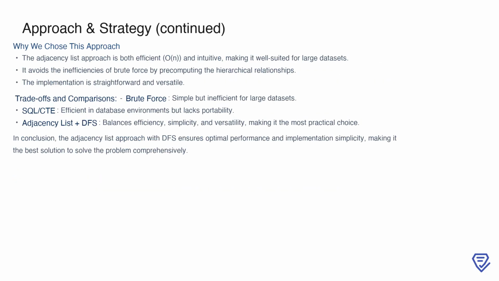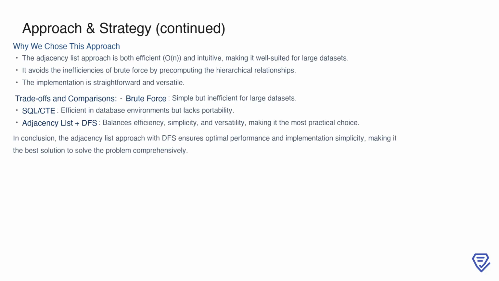The adjacency list approach with DFS was ultimately chosen because it strikes the ideal balance between efficiency, simplicity, and versatility. With a time complexity of O(n), it's well suited for large datasets, and by pre-computing the hierarchical relationships, it avoids the inefficiencies of the brute force method. The implementation is intuitive, making it accessible to a wide range of developers.